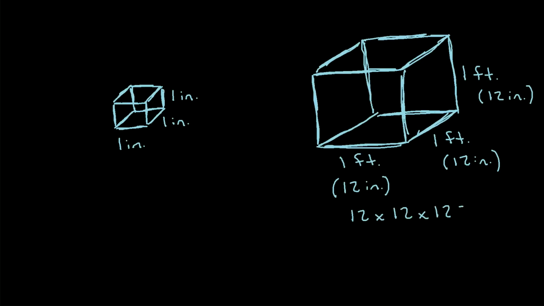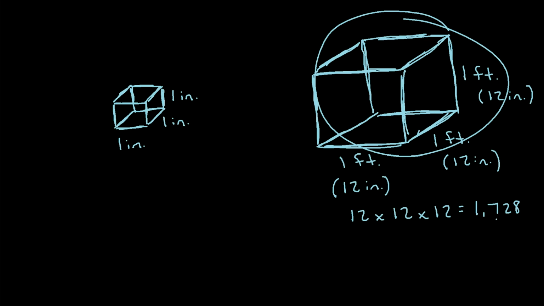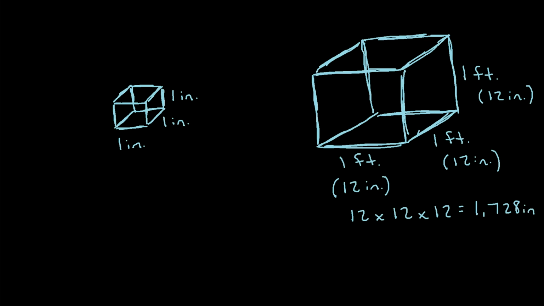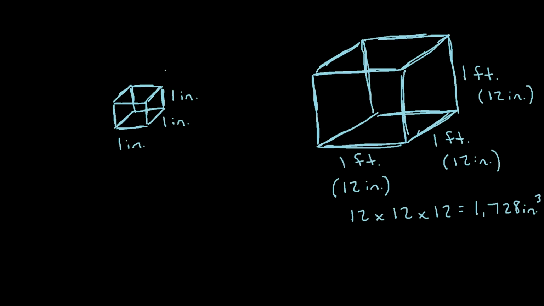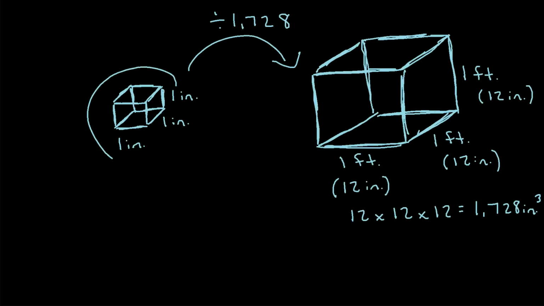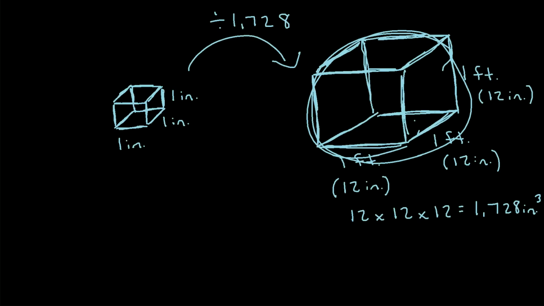And when you punch that into a calculator, that comes out to 1,728. So 1 cubic foot is the same as 1,728 cubic inches. So that's how many of these little cubic inches could fit inside of 1 cubic foot. So if we want to convert cubic inches into cubic feet, the rule is we divide the cubic inches by 1,728. Because that will tell us, based on the number of cubic inches we have, how many of them would fit inside of 1 cubic foot.